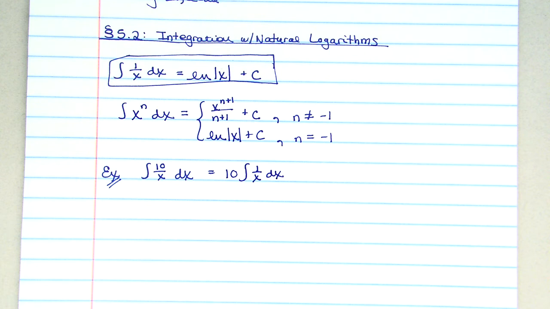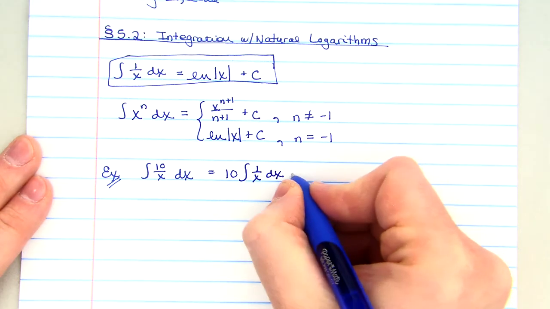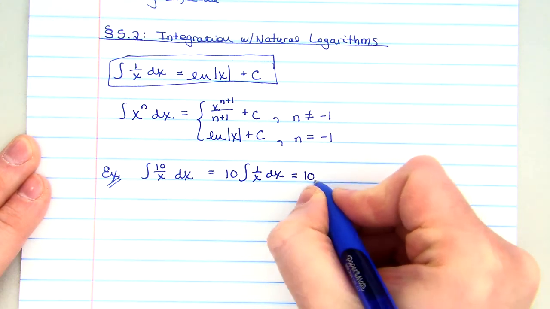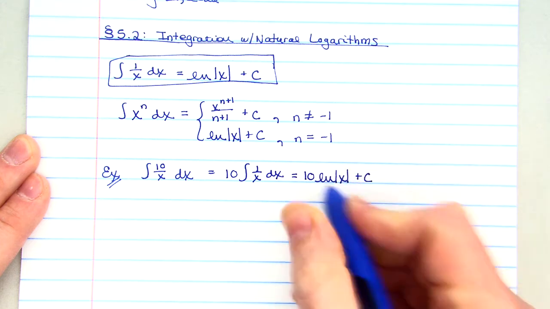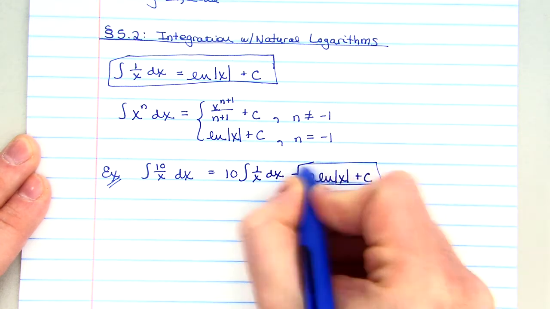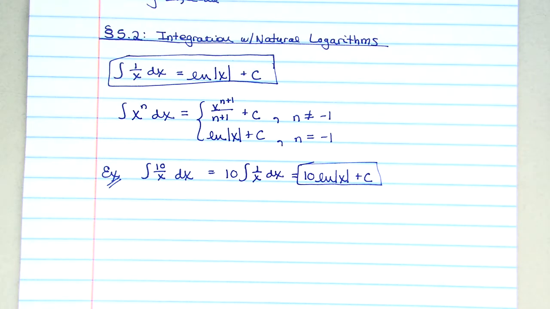Do you know how to integrate 1 over x dx? What is it? The natural log of the absolute value of x plus c. Okay, so 10 times the natural log of the absolute value of x plus a constant, which is absolutely fine for an answer.